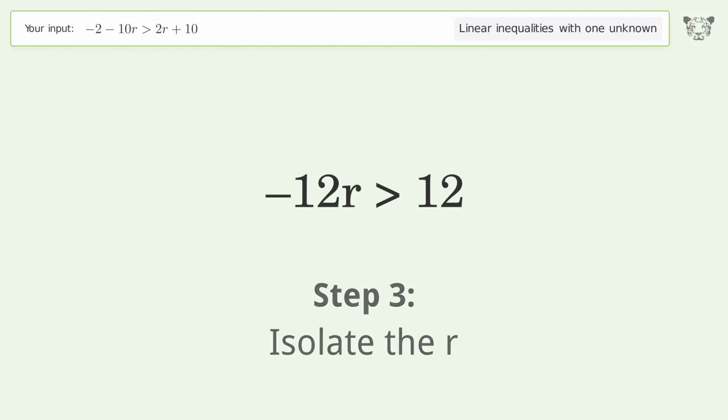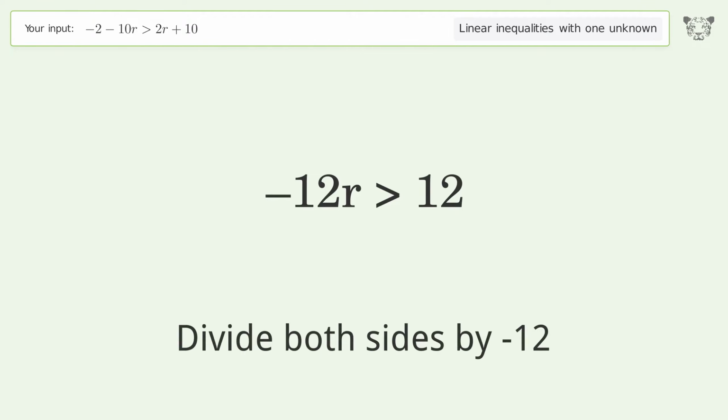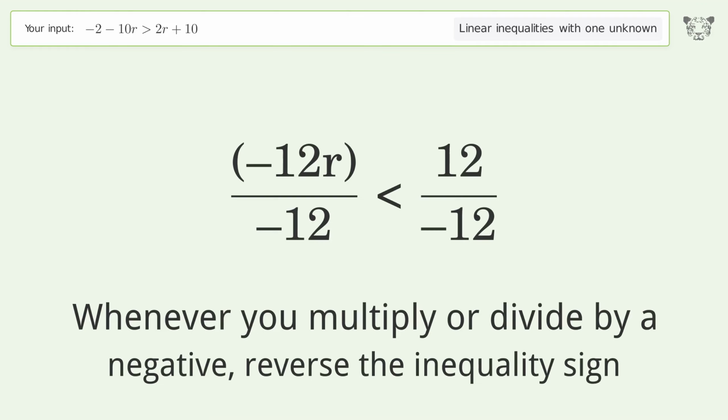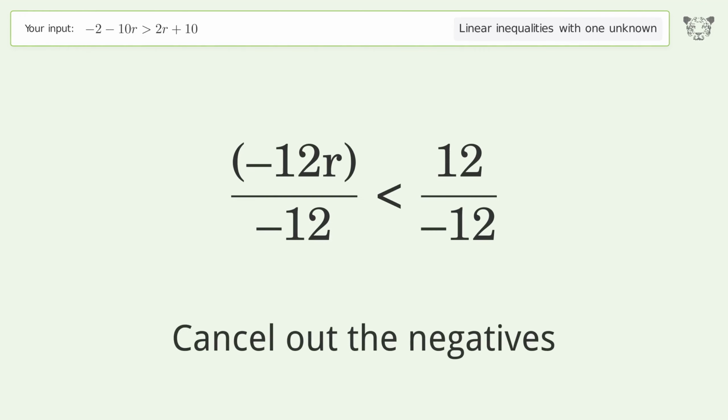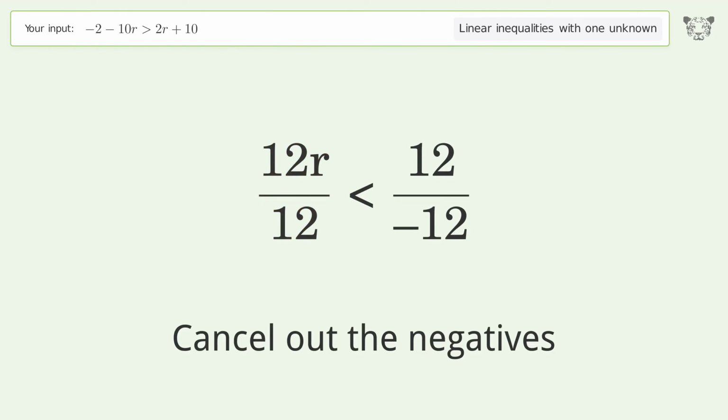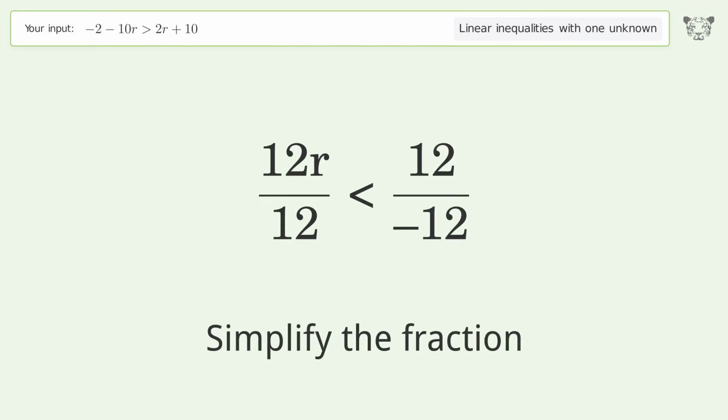Isolate the r. Divide both sides by -12. Whenever you multiply or divide by a negative, reverse the inequality sign. Cancel out the negatives. Simplify the fraction.